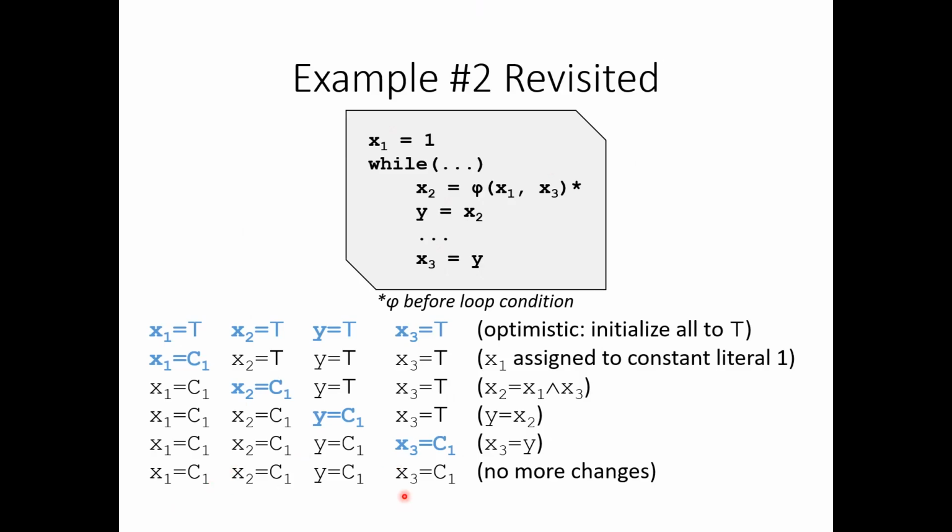Is this clear? So this here is an example of how, by being optimistic, assuming that everything is constant until I can prove that it's not constant, we were able to detect that all these variables x1, x2, y, and x3 are C1 in a situation where just doing the regular naive constant propagation was not able to do that. Any questions?